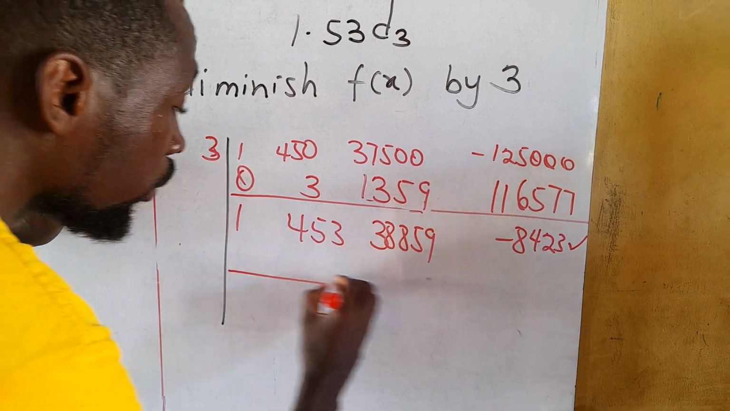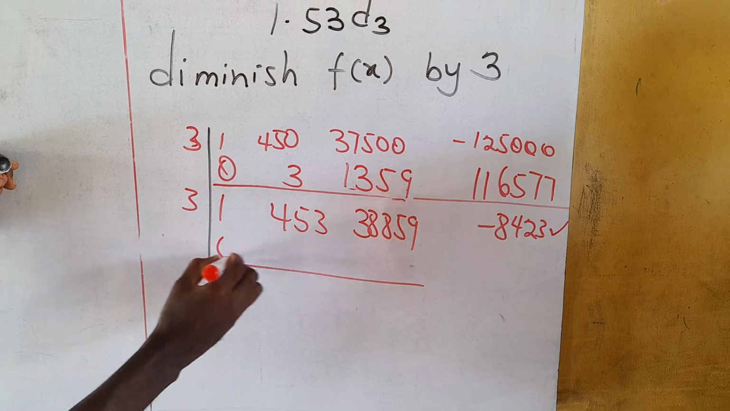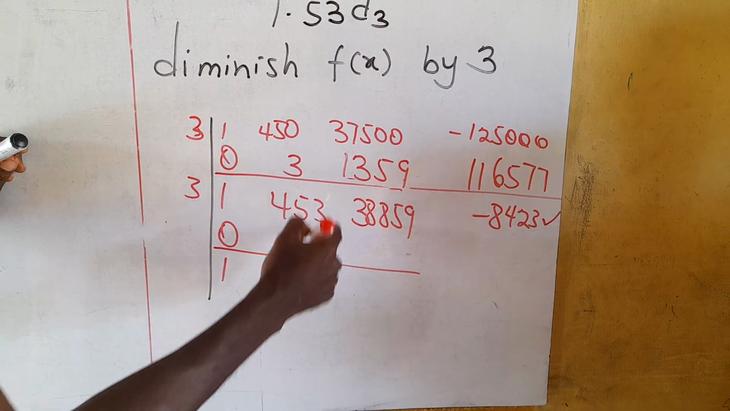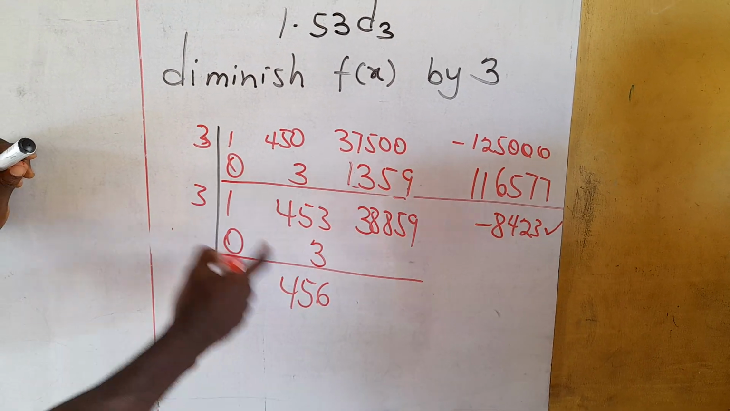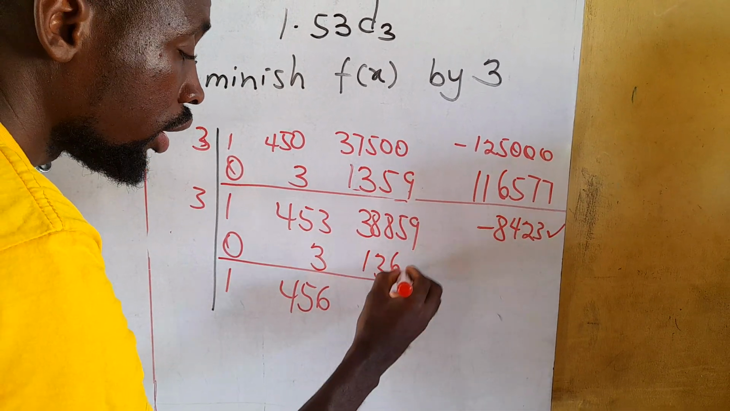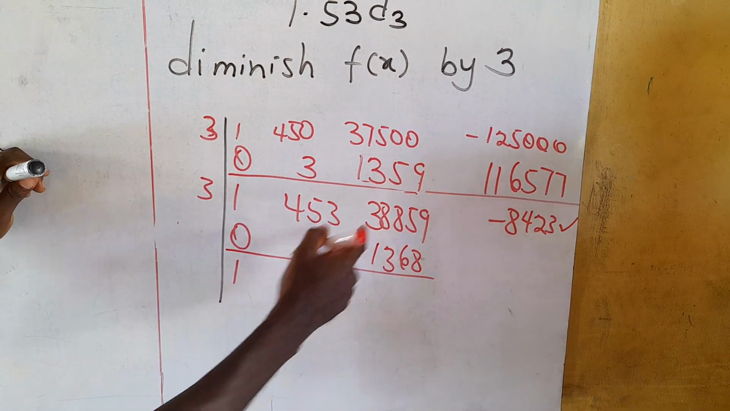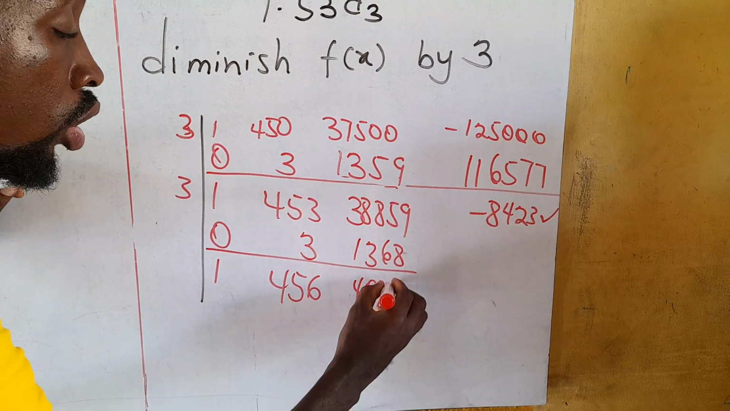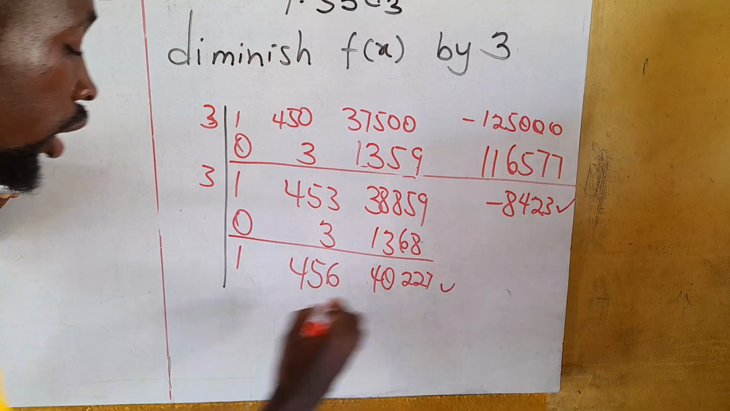Now we come here again. 3. 1 plus nothing will be 1, that's 0. 3 times 1 will give us 3. 453 plus 3 will be 456. 3 times 456 will give me 1,368. I hope you get that. When I add 1,368 to 38,859, I'll get 40,227. So we are done with this again.